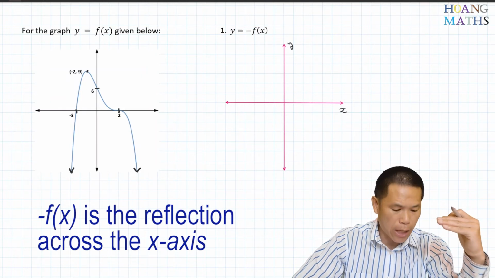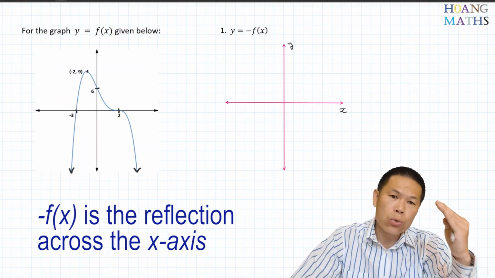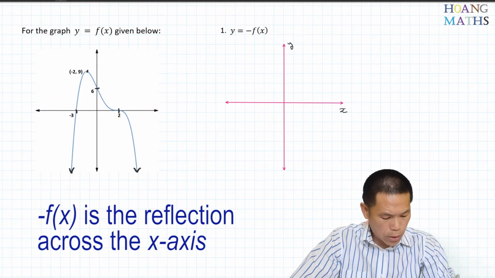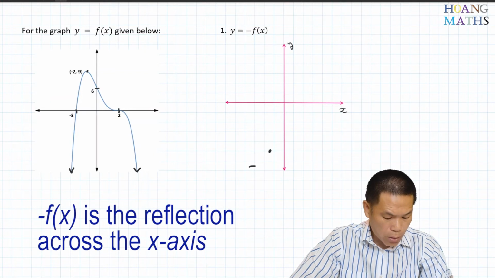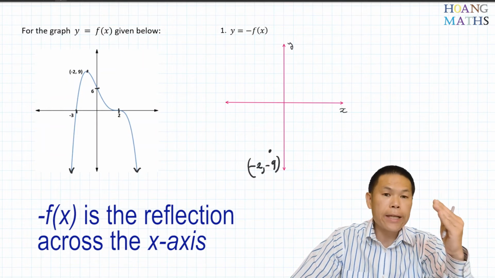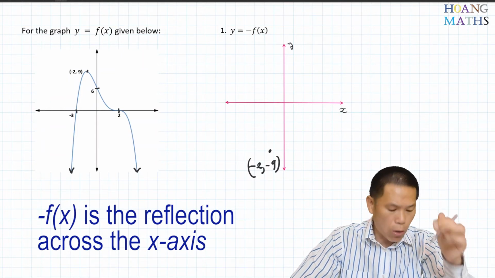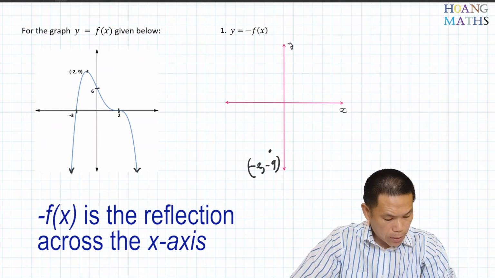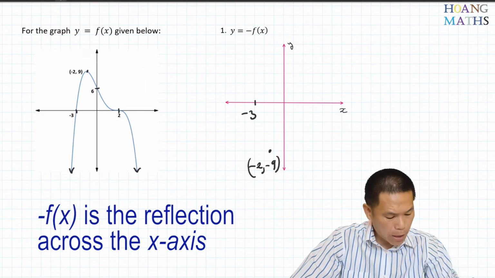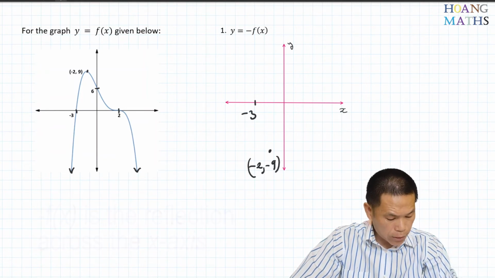X doesn't change, okay? So we have a turning point at 2, 9, so it becomes 2, negative 9. So 2, negative 9 roughly here, okay? I'll just write it here. And the x-intercept is negative 3, 0, it stays the same. So negative 3, 0, I just write here roughly. And the y-intercept at 6 becomes negative 6. So it's roughly, that's all. So just write negative 6 here.